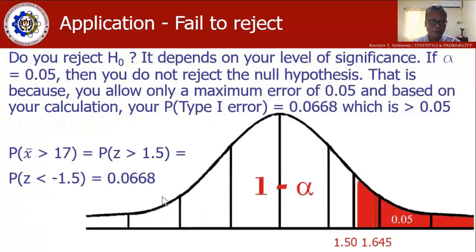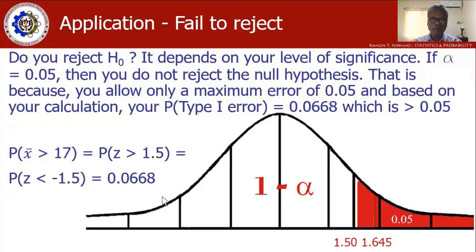Now, the next question is, do you reject H0? The answer is, it depends on your level of significance. If your alpha is set at 0.05, then you do not reject the null hypothesis. Why? Because you're saying that you're allowing yourself a 5% error, maximum of 5% error only. But in your calculation, you're getting a 6.68%, which is higher than the 5% that you're setting. And therefore, I do not want to take a risk more than my preferred risk of 5%.